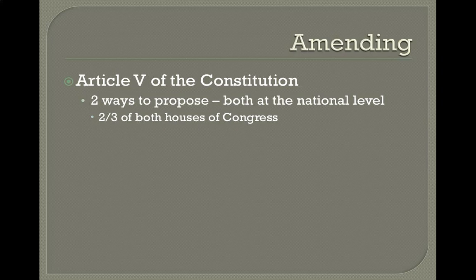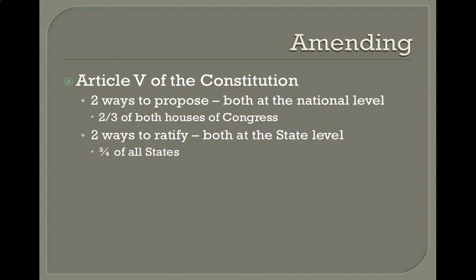2/3 of both houses of Congress. So we're talking about the House of Representatives and the Senate. Both of them, 2/3 of their members, have to vote in favor of this. But then there's a second step. We can't have the national government being allowed to change the Constitution just because they want to.